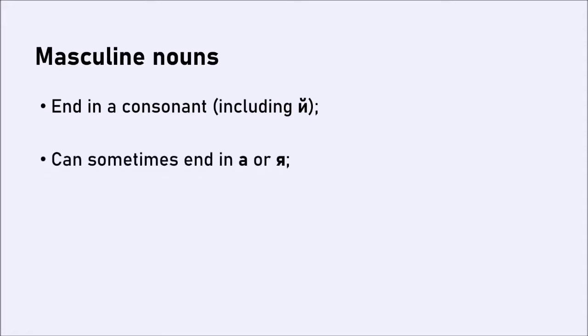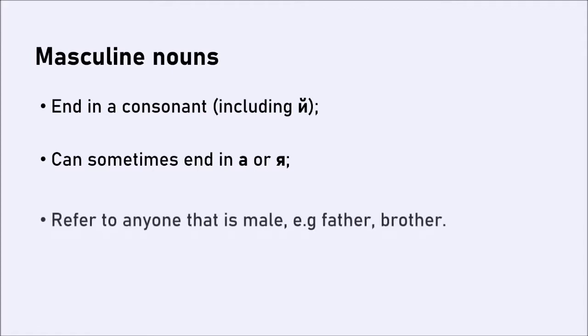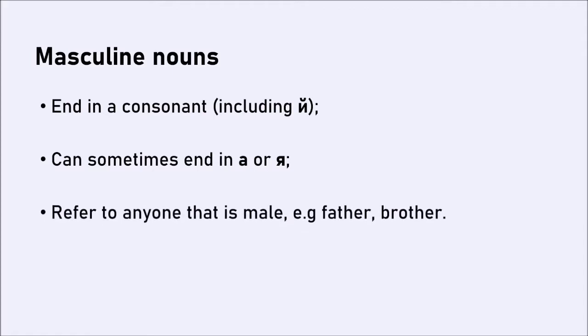So, first of all, masculine nouns. They tend to end in a consonant, and that includes the letter й, okay? Sometimes, and when I say sometimes, I mean rarely actually, they can end in the letters а or я. And lastly, and this actually makes sense, masculine nouns refer to anyone that also has a masculine, i.e. a male gender. So a father, a brother, or any name which is a boy's name, okay? Those are all masculine nouns.